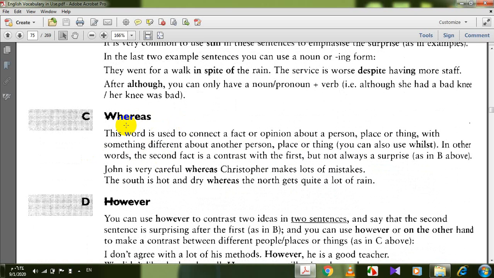Whereas. This word is used to connect a fact or opinion about a person, place, or thing with something different about another person, place, or thing. You can also use whilst. In other words, the second fact is a contrast with the first. So this is the most important thing. Whereas connects two contrast ideas.